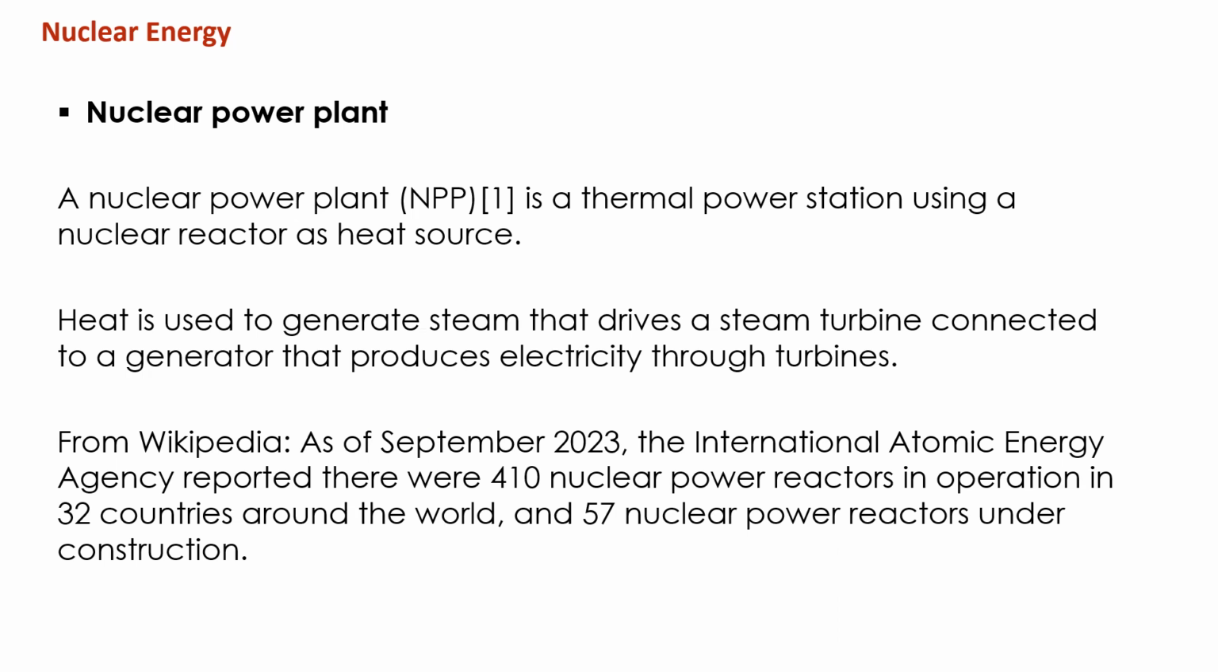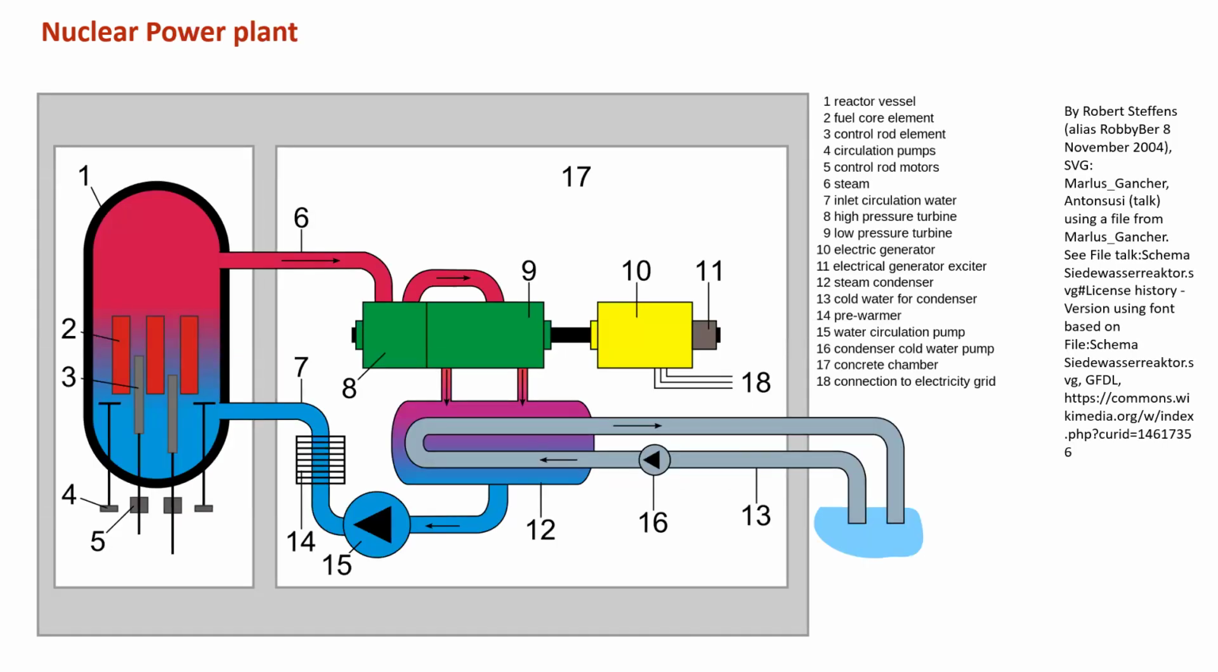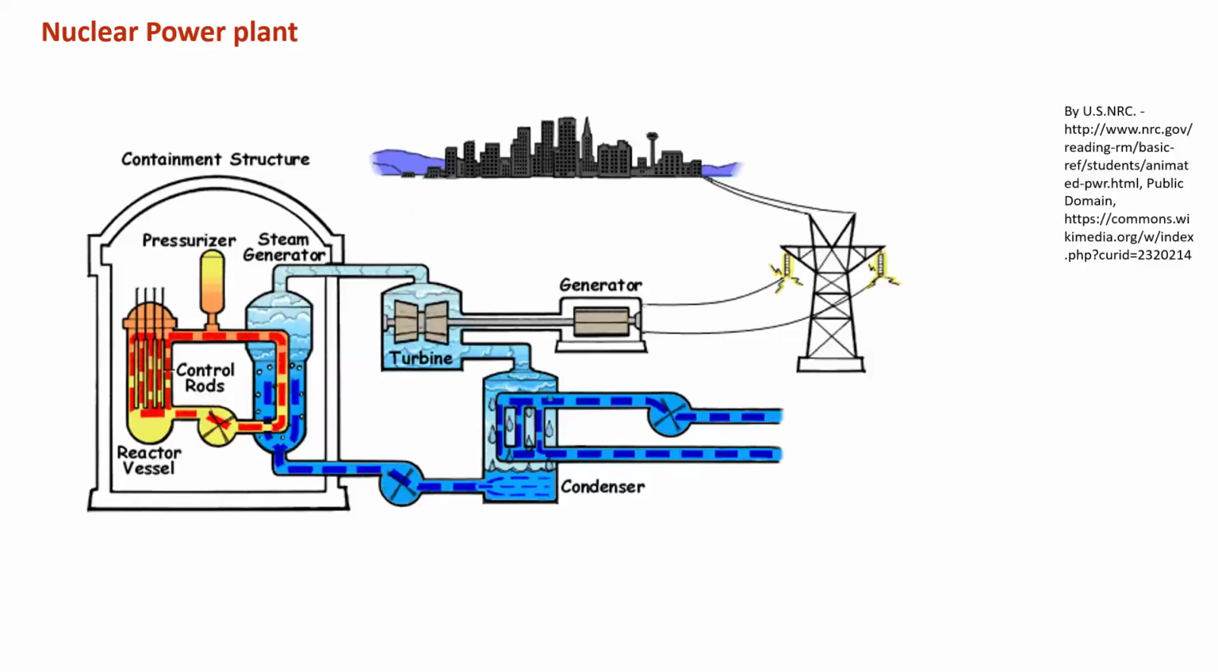And this is done again through nuclear reactors. How does a nuclear reactor work? First of all, let me draw your attention, from this slide, to the last sentence, which is taken from Wikipedia. As of the end of 2023, the International Atomic Energy Agency reported that there were 410 nuclear power reactors in operation in 32 countries around the world, and 57 nuclear power reactors under construction. So how does a reactor work? Let me show first this slide, which is animated and gives a simplified view.